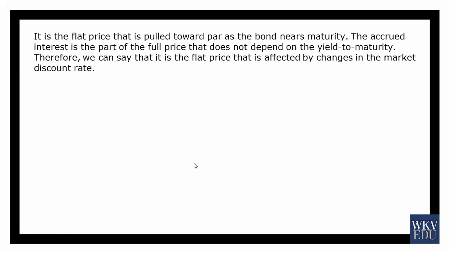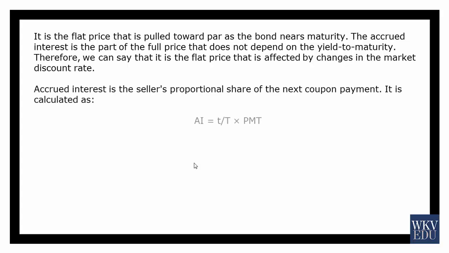Also note that it is the flat price that is pulled towards par as the bond approaches maturity. They are clearly expressed the same. The accrued interest is the part of the full price that does not depend on the YTM. Therefore, we can say that it is the flat price that is affected by changes in the market discount rate. The accrued interest is the seller's proportionate share of the next coupon payment and is calculated as follows. The legends are as follows.